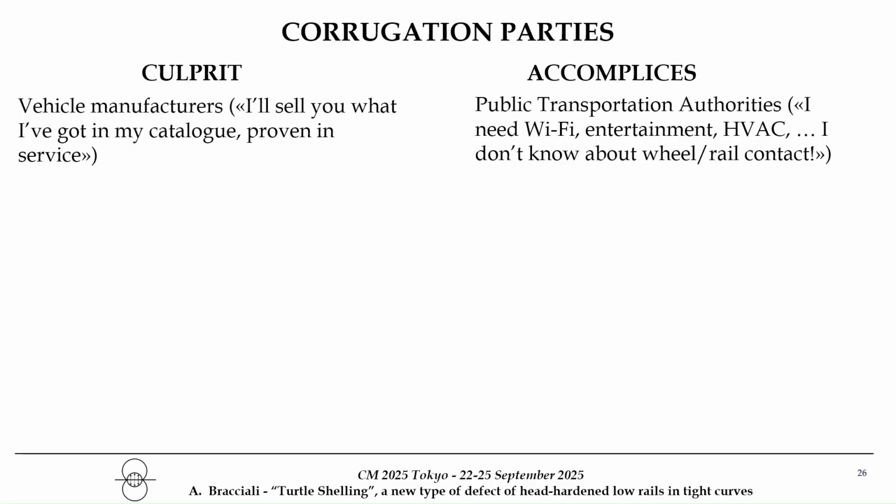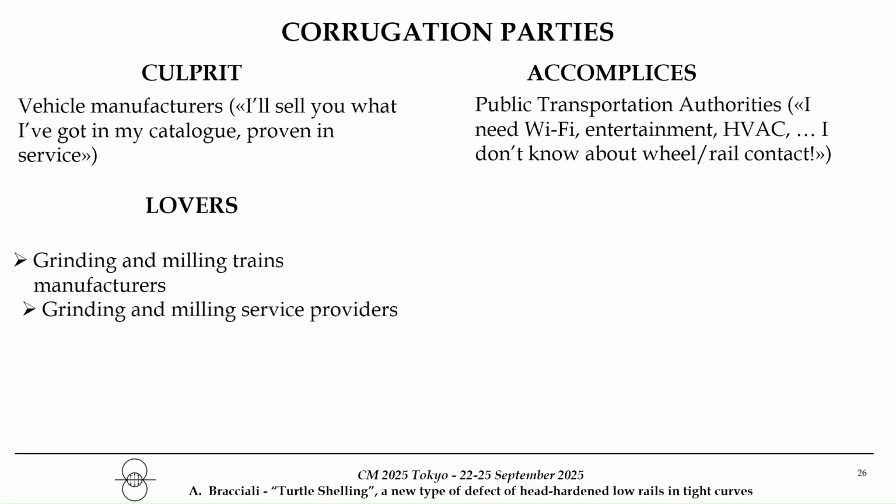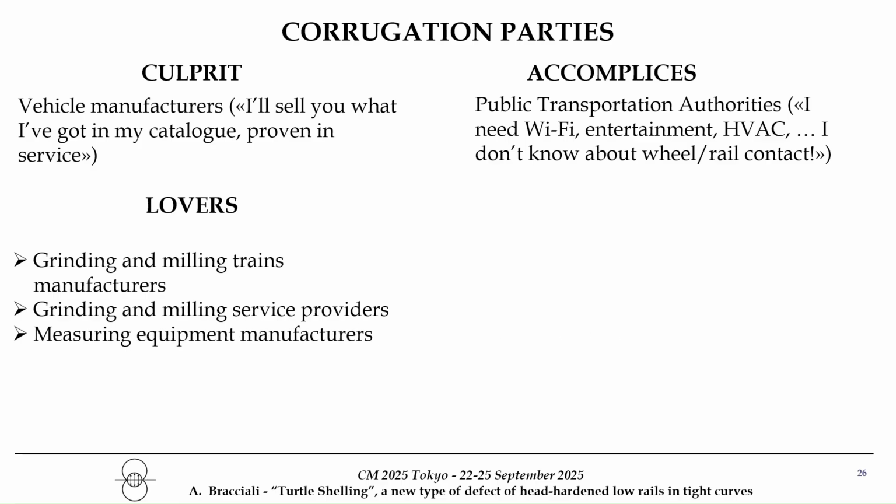Okay, that's fine. As in all things, there are fans who are the biggest lovers of corrugation. Grinding and milling train manufacturers is a great business. But even bigger is the business of service providers, who grind the rails and who mill the rails. It's fantastic. It's a very profitable business. So they really love corrugation. And measuring equipment manufacturers: I own a CAT, a corrugation analysis trolley, that I've been using over the last 25 years. I don't want to advertise, it's not the case here, but it's a very good thing having corrugation for them.